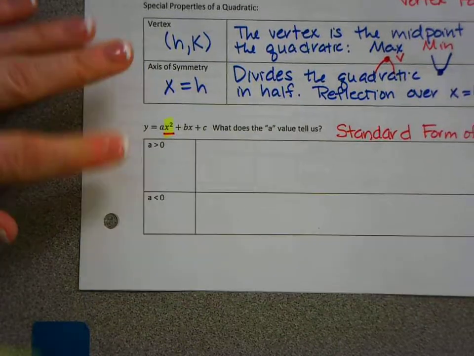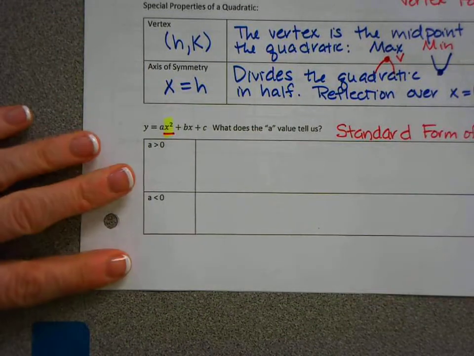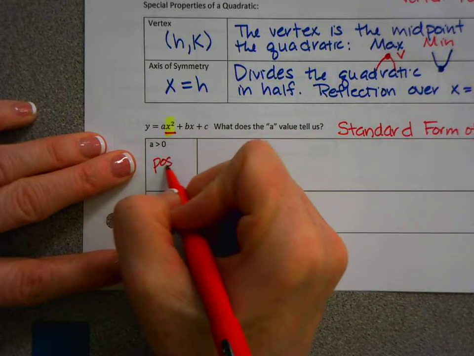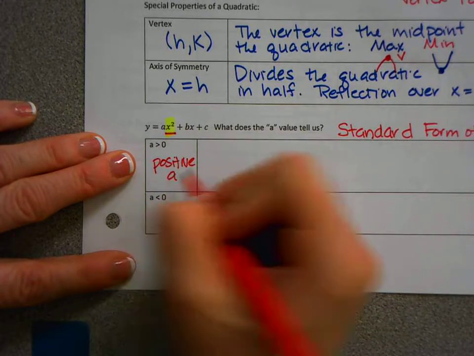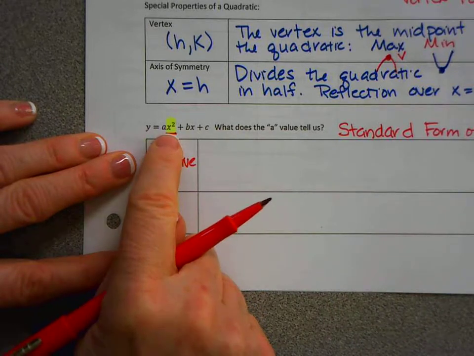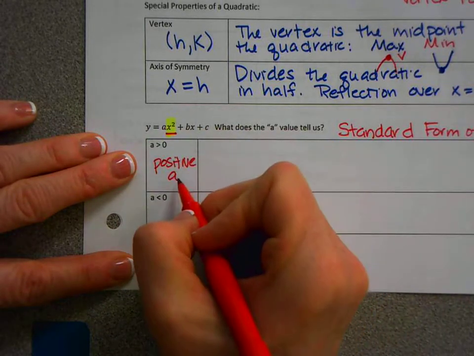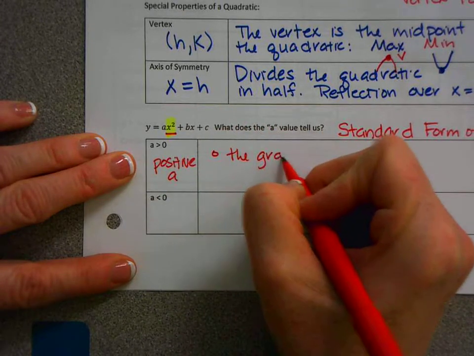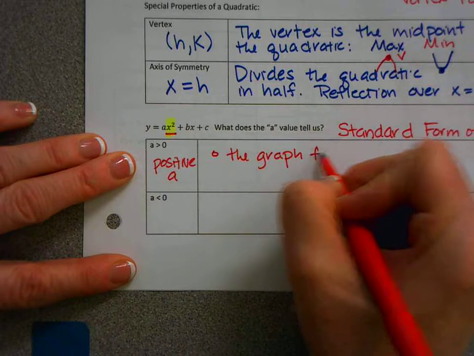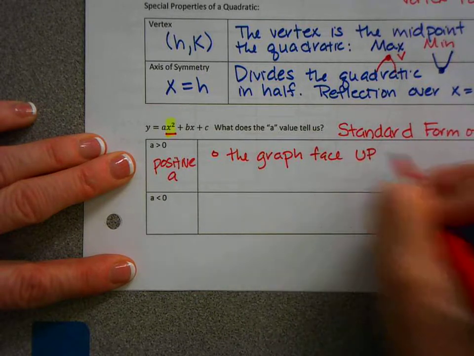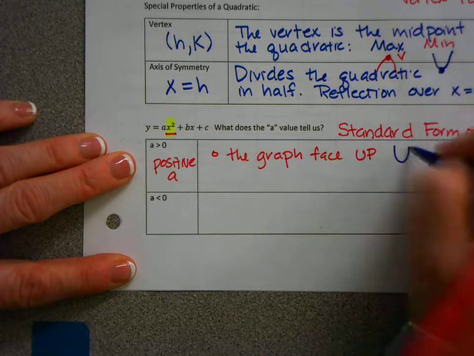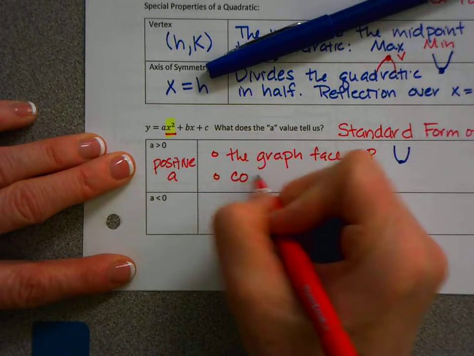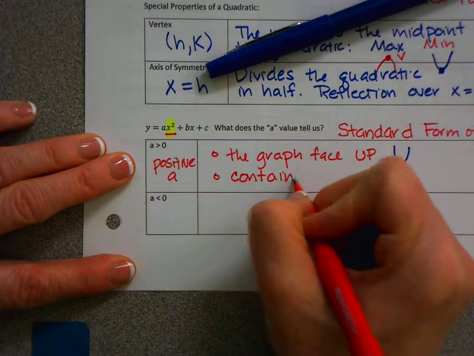Here's what we also know. If a is greater than 0, a positive a value, and a is always the coefficient in front of the x squared term, then the graph faces upward, like that, and contains a minimum.